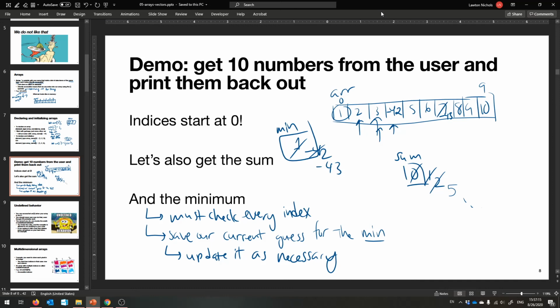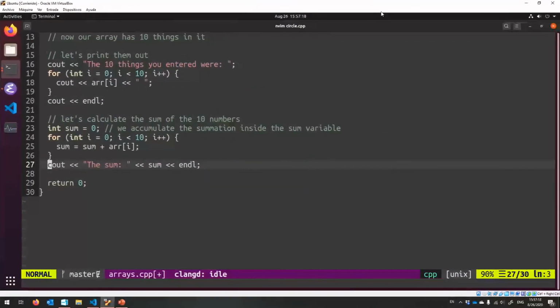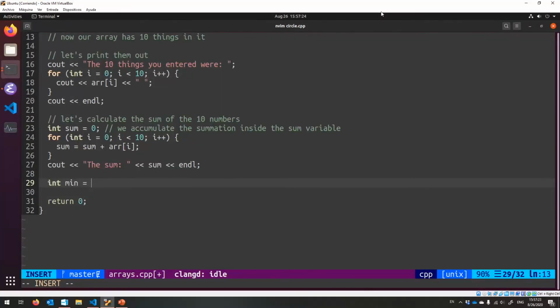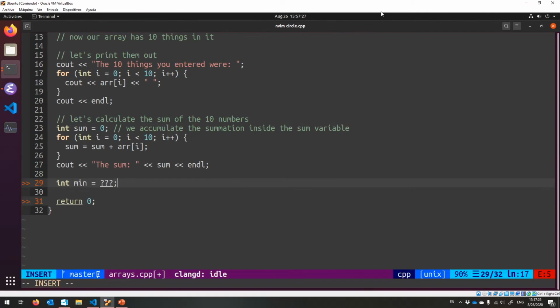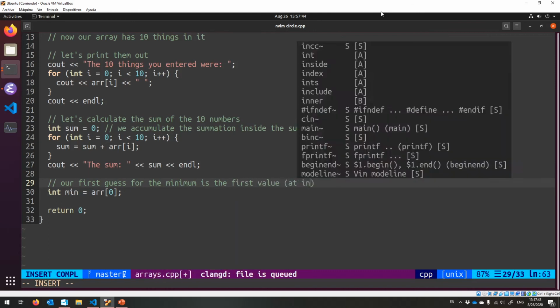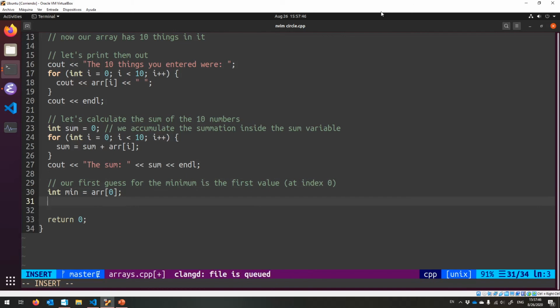So let me prepare to do that. This is what's going to happen now. So the min, our first guess for the min can either be a very large number that we know is not in the array, or it can be the first index, okay? Let's make it that, okay? So our first guess for the minimum is the first value at index 0. And then we need to go through the rest of the array now to see if our minimum should update.